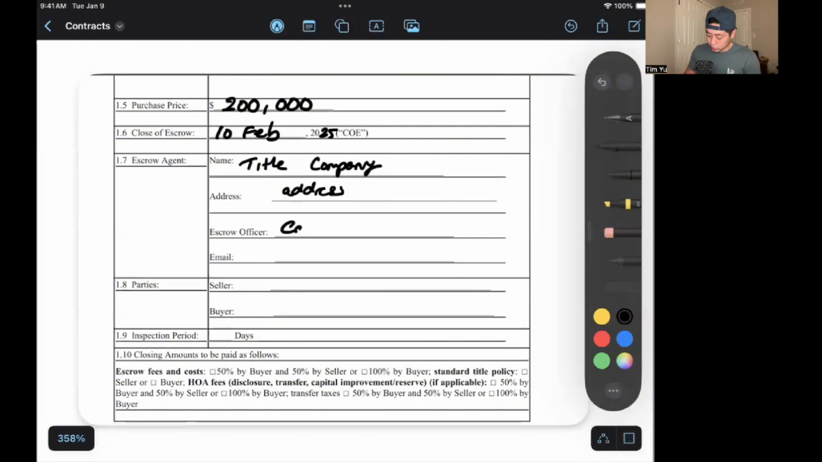My escrow agent is usually named Carmen. If you don't know it, it's absolutely fine. You can leave it blank. And the seller information is very, very simple. Since I'm the owner of this property, let's put my name on here.